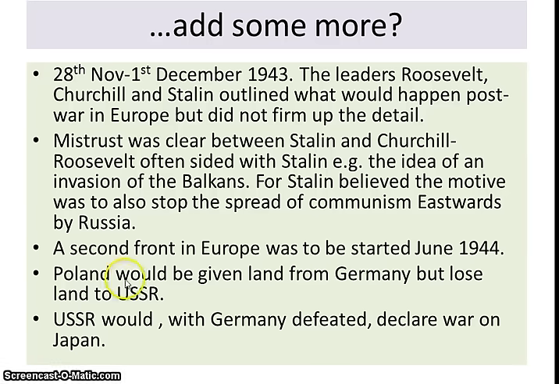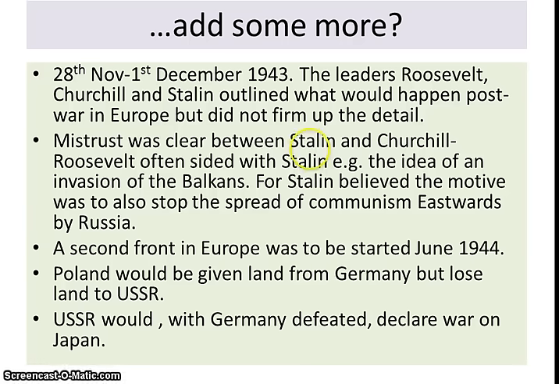It's important because the leaders, Roosevelt, Churchill and Stalin, outlined what would happen in post-war Europe during these key dates, but that they did not firm up any detail, and that further conferences such as Potsdam and Yalta would be needed to enable this to happen. I could mention that mistrust was clear between Stalin and Churchill. Roosevelt often sided with Stalin, e.g. the idea of an invasion of the Balkans to continue the fighting during the Second World War. For Stalin believed the motive was really to stop the spread of communism eastwards by Russia.